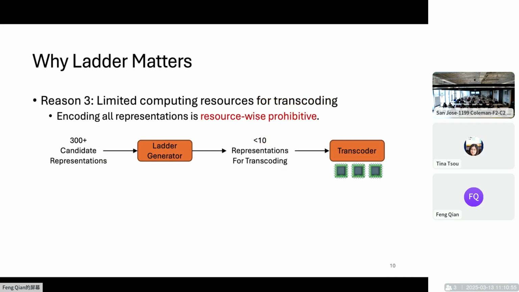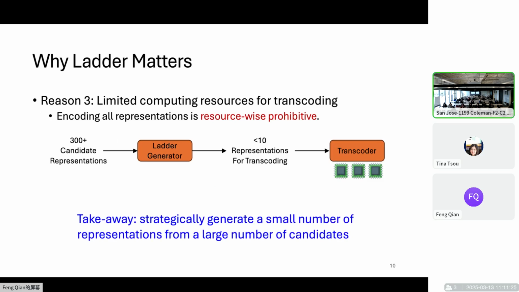The third reason why the ladder matters is that we have limited transcoding resources. If you enumerate all possible transcoding combinations, there are hundreds or even thousands of them. But transcoding the video into that many representations consumes a lot of CPU and GPU power. Typically online, due to limited compute resources, we are only able to transcode into fewer than 10 representations. So the takeaway is that we should strategically generate a small number of representations from a large number of candidates.